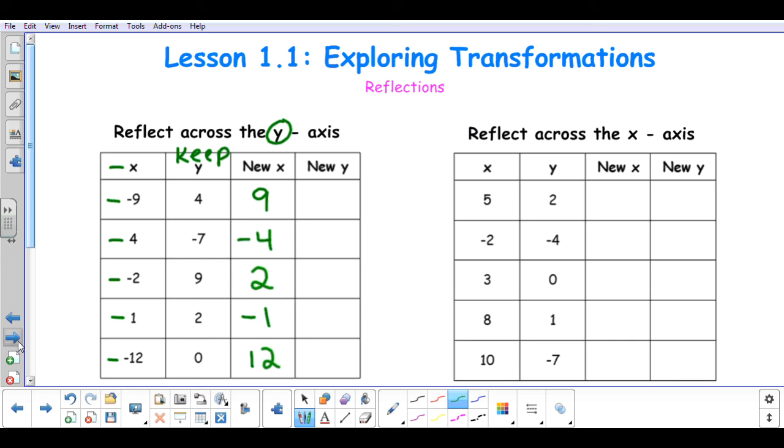And then since it was the y-axis, we said we were going to keep all of the y's. So I'm just going to recopy that y column over without changing anything. And we're done with our first table.